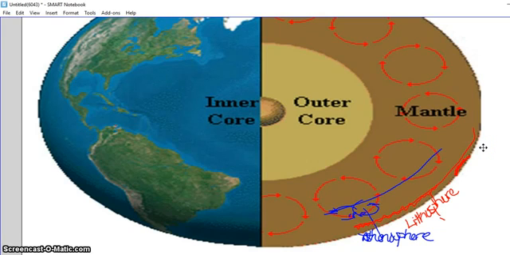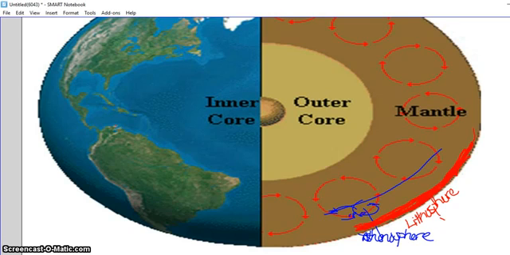But you guys are awesome. You already know about that. So let's just review real quick. The lithosphere is the crust and the uppermost part of the mantle. So that's our rocky layer. That really is what makes up our plate tectonics, or our tectonic plates.